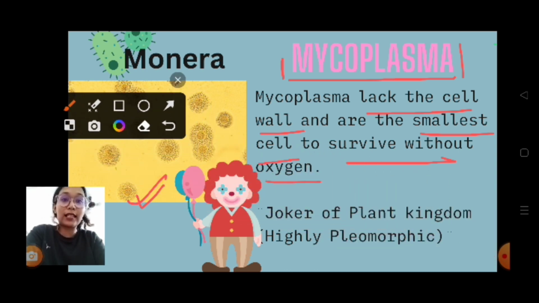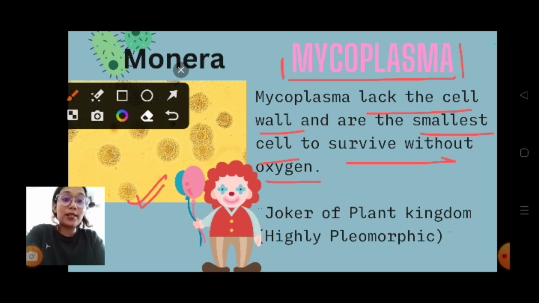Now one more thing is that mycoplasma is known as the joker of the plant kingdom. Why is it known as the joker of the plant kingdom? Because they change their shape frequently. Therefore it is called highly pleomorphic. What do you mean by pleomorphic? Pleomorphic means changing shape. They change their shape frequently, therefore they are known as the joker of the plant kingdom. Clear?